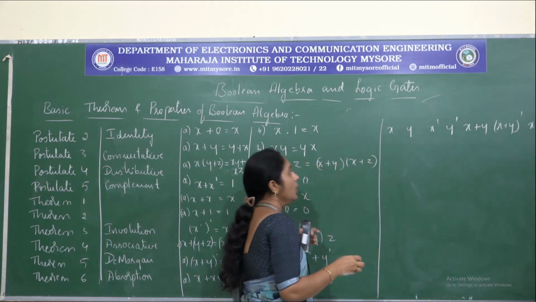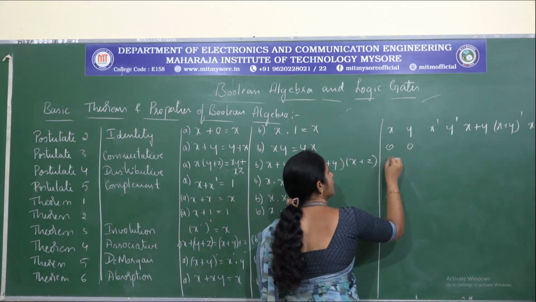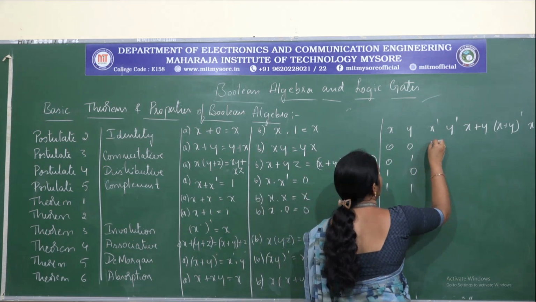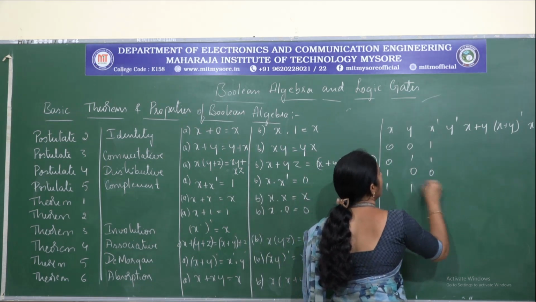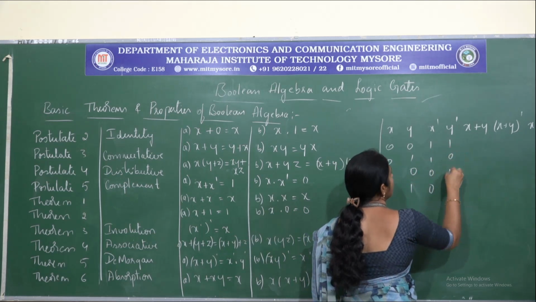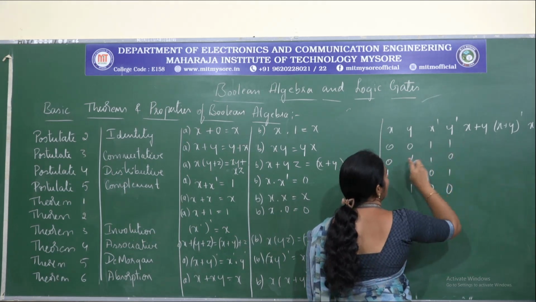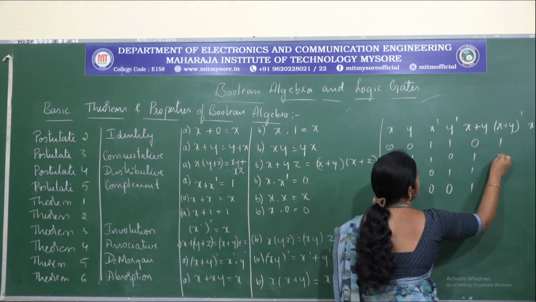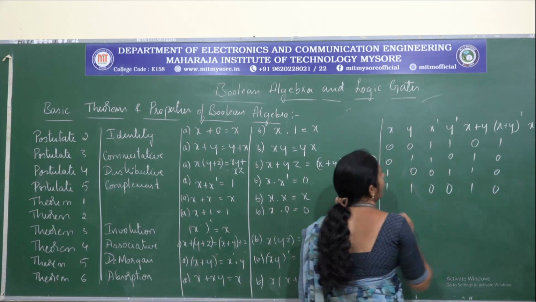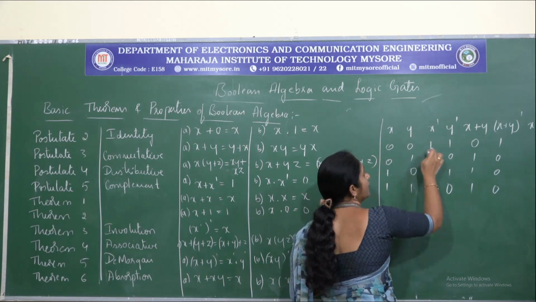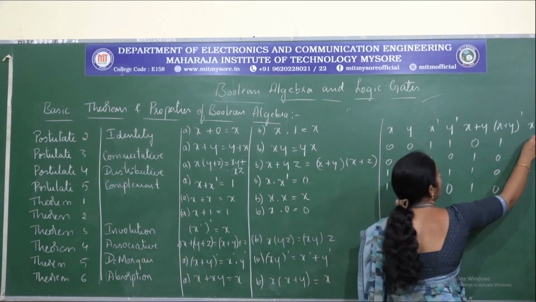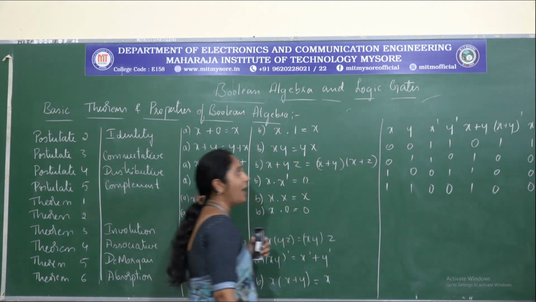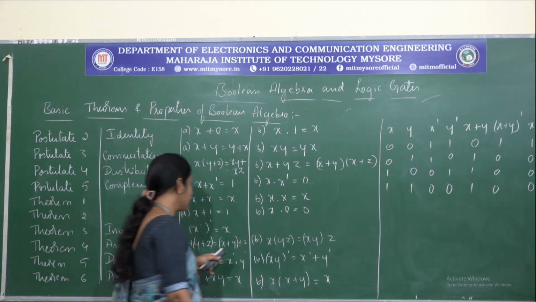So now let us consider the possible combinations. Complement of x is 1 1 0 0, complement of y is 1 0 1 0, x or y is 0 0 0 1, complement of x or y is 1 0 0 0. Next we have the AND between these two: 1 and 1 is 1, all other combinations we will get 0. Therefore, part A of De Morgan's theorem is proved.